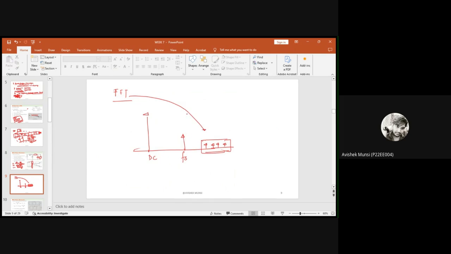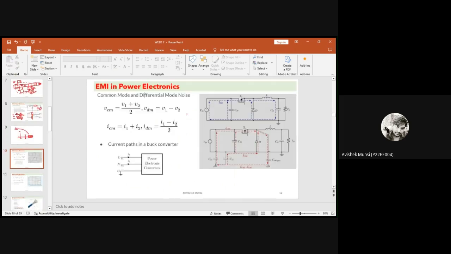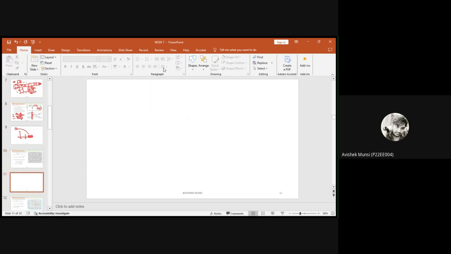So basically, there are two types of noises. One is common mode noise, another one is differential mode noise. So let us discuss it. There are two types of noises mainly. One is common mode noise, another one is differential mode noise. Okay.